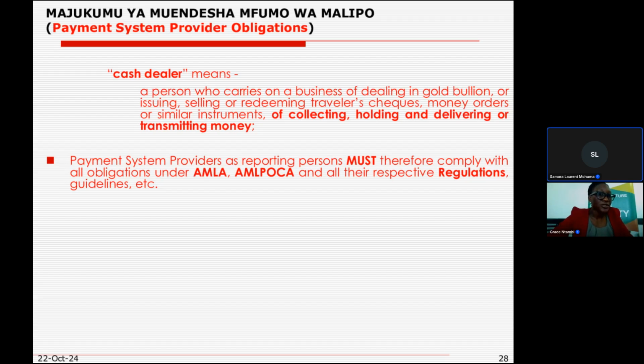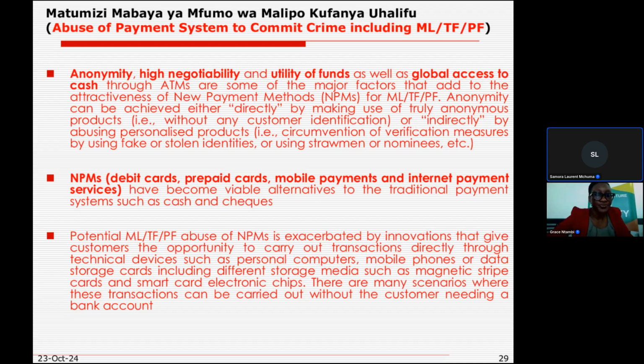We have cash dealers, people who carry on the business of dealing in gold, maybe selling or redeeming traveler's checks, money orders, collecting, holding, and delivering or transmitting money. These are also reporting persons. So everyone must comply with the obligations under the Anti-Money Laundering Act and the respective regulations and guidelines.